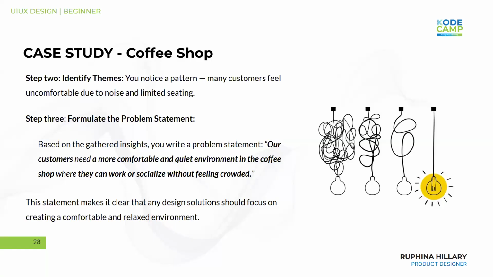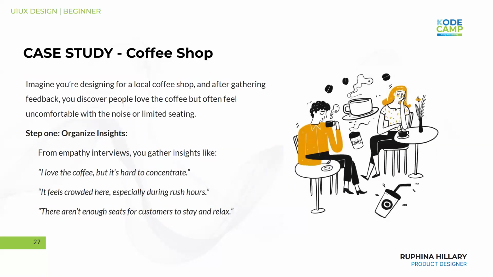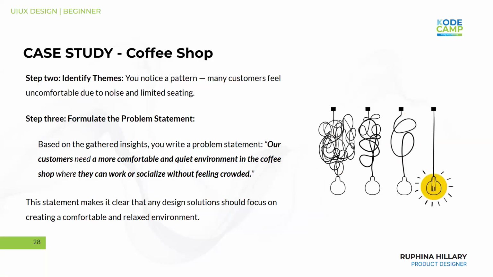So step three, formulate the problem statement. So now, who is the user? The user is your customers. What's the problem? They need a more comfortable and quiet environment in the coffee shop. Why? Why do they need that? Because they want a place where they can work and socialize without feeling crowded.